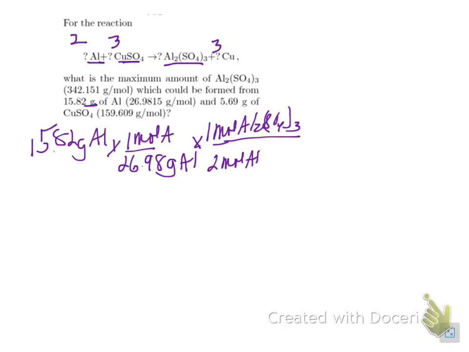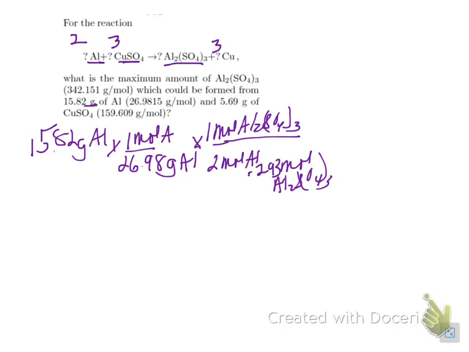Okay, so if I multiply this out, let me just grab my calculator. If I take 15.82 divided by 26.98 times 2 in parentheses, I get 0.293 moles of aluminum sulfate.